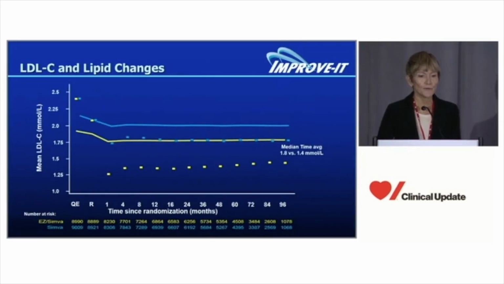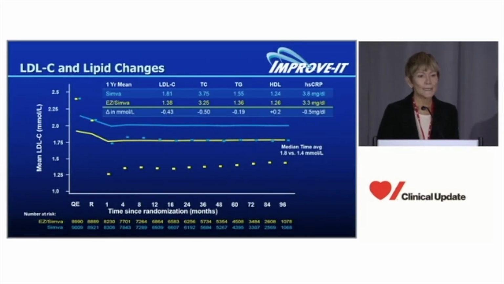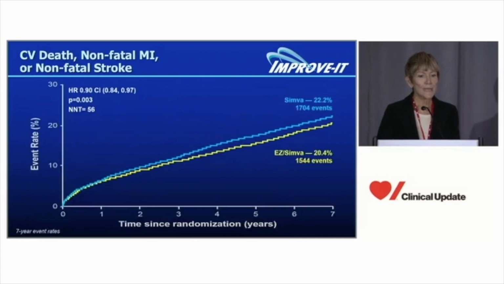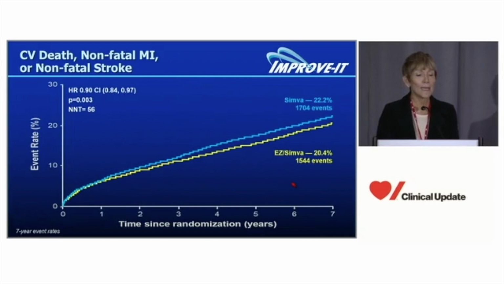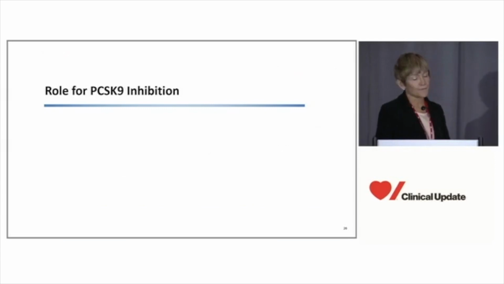So that was the IMPROVE-IT study. Patients were already on simvastatin 40 milligrams, and they had achieved an LDL of 1.8 millimoles per liter, and got down to 1.4 with the addition of ezetimibe. And there was overall a 10% decrease in cardiovascular death, non-fatal MI. Actually, there's a 20% decrease in the risk of stroke. So this agent does have evidence, and it is inexpensive. It's really, I think, the second-line agent for most individuals.